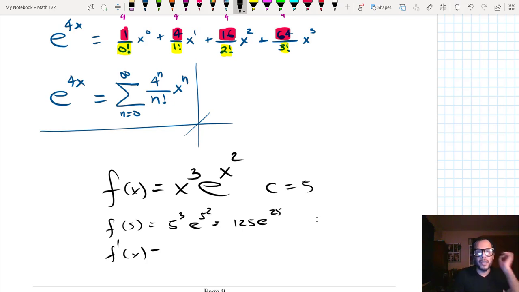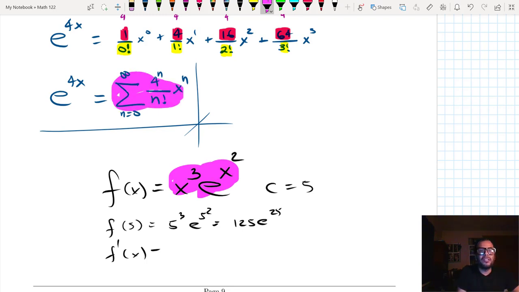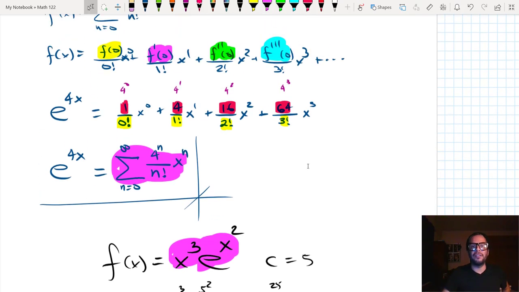I'm going to show you a way to write ugly, really ugly looking functions in sigma notation in seconds. I'll show you how to do that in the next section.